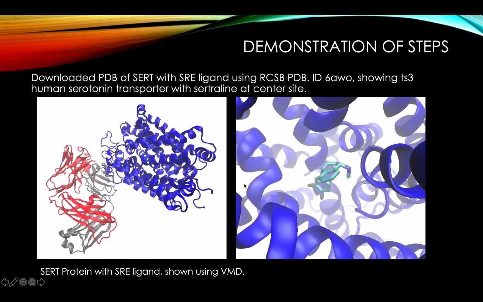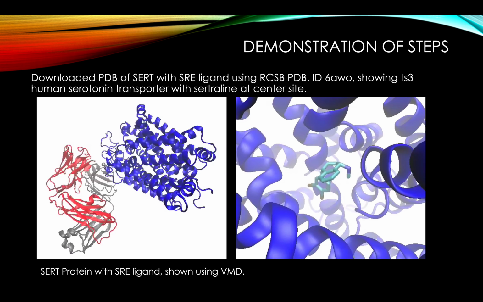Okay, so first I downloaded the protein database file for SERT protein that included the SRE ligand. And I found this on the RCSB protein database, and the ID was 6AW0. And it was the TS3 human serotonin transporter with sertraline at the central site.